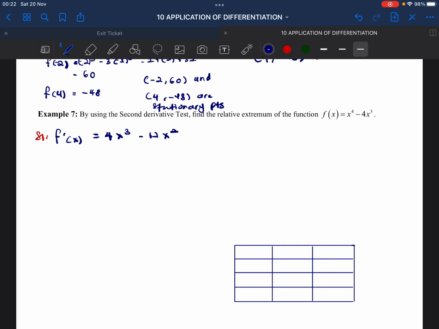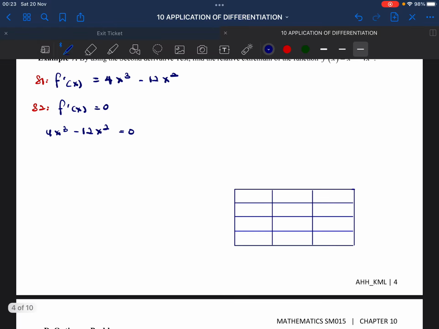Alright, so we find our stationary point. So to find stationary point, f prime x equals to 0. 4x cubed minus 12x squared is equals to 0. So factorize 4x, ataupun 4x squared pun boleh, x minus 3 equals to 0. 4x squared equals to 0, x minus 3 equals to 0, x equals to 0, x equals to 3. Okay, make sure ini tak ada masalah untuk kamu buat.